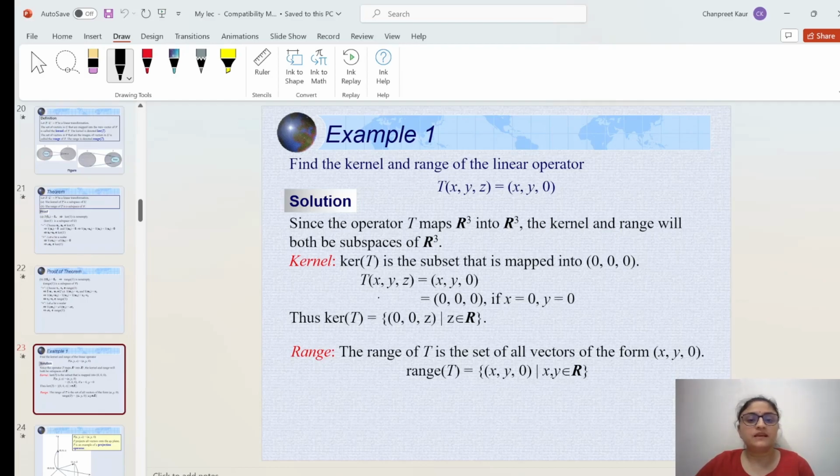So basically I'm collecting all those elements of the domain vector space which under the action of T are mapped to 0. The condition for that is that X and Y should be 0. So the kernel of T turns out to be (0, 0, Z) where Z belongs to R. Similarly, the range space consists of elements of the form (X, Y, 0).